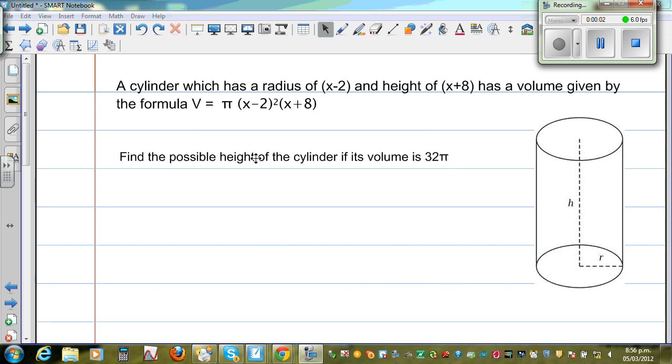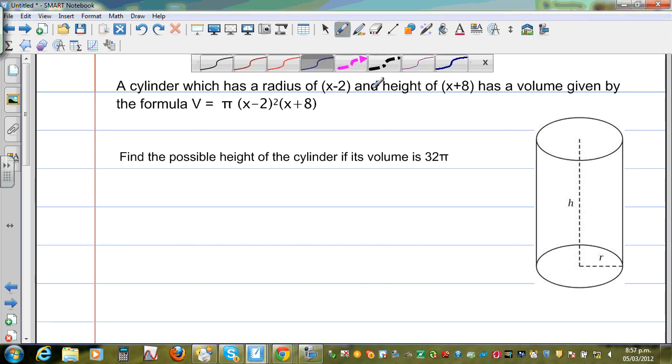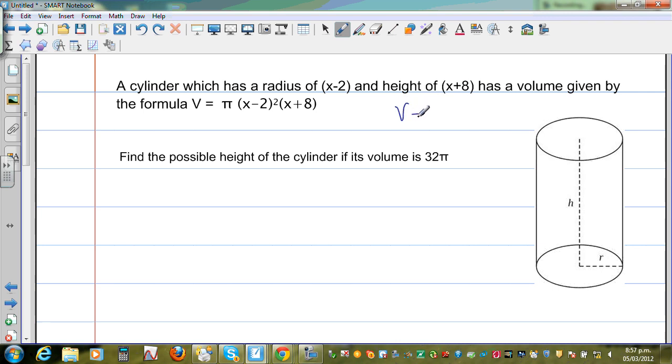A cylinder which has a radius of x minus 2 and a height of x plus 8 has a volume given by the formula V is equal to pi r squared h. The volume of a cylinder is well known as V equals pi r squared h. So this is basically the same formula: pi times r squared times height is the formula of a cylinder.